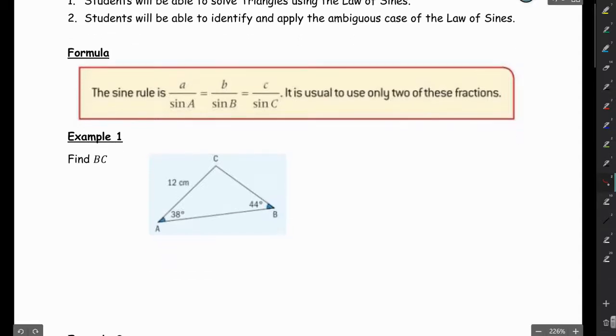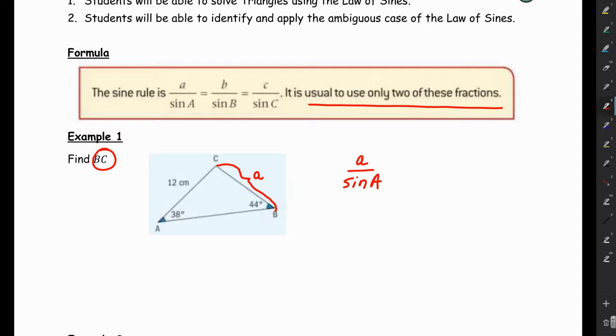So we have an example here, and it says to find the measure of BC. I'm trying to find this. And BC is across from angle A, so I'm just going to call this lowercase a. I just find it easier to work when I'm using one letter as my variable instead of trying to use BC. So we know that we're going to need in our formula a over sine A. And then notice it says it is usual to only use 2 of these fractions. We're just going to use the ones that we need. We also have in this triangle angle B and side b, so we're going to use that in our ratio. All right, we'll just fill that in.